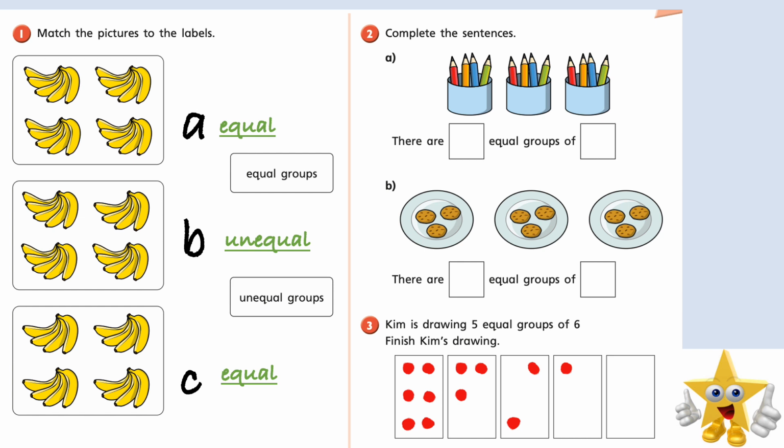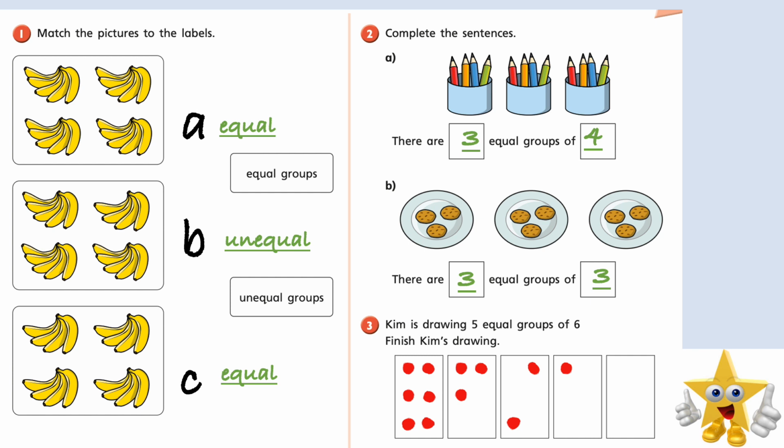Equal. Question 2. Complete the sentences. A. There are how many equal groups of how many? There are 3 equal groups of 4. Okay, there are 4 pencils in each pot. So there are 3 pots, 3 groups. There are how many equal groups of how many? Well, we've got 3 plates, and on each plate we've got 3 cookies. So we've got 3 equal groups of 3.